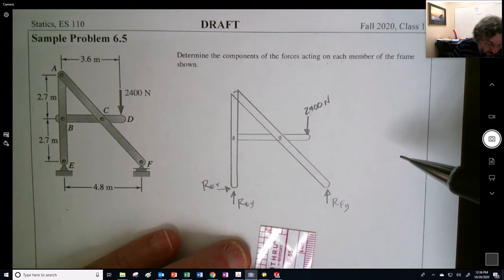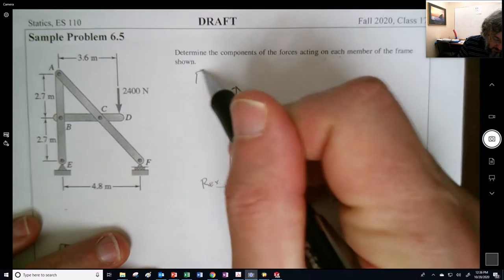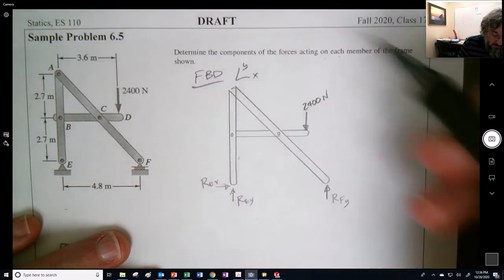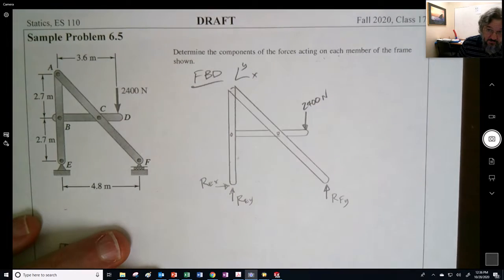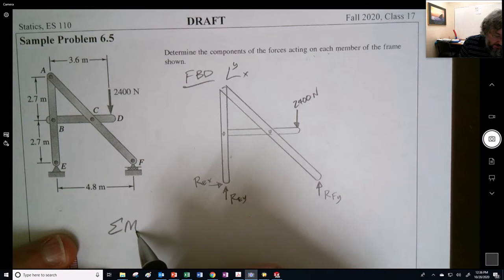Do I need anything else? I don't think so. I call it an FBD, right? Make sure I call it there. XY. It's like a very bad looking coordinate axis. I'll take the sum of the moments. Take it about, I decided to take it about E.